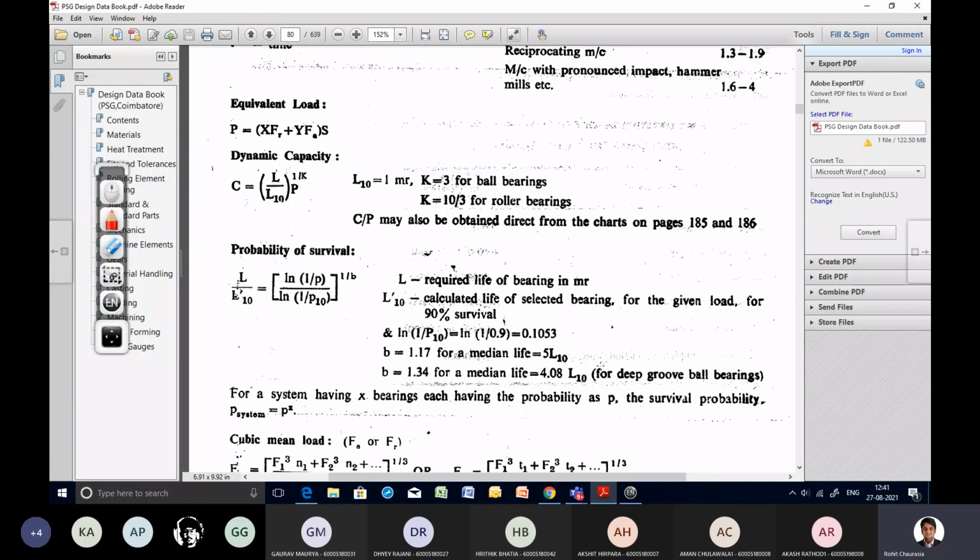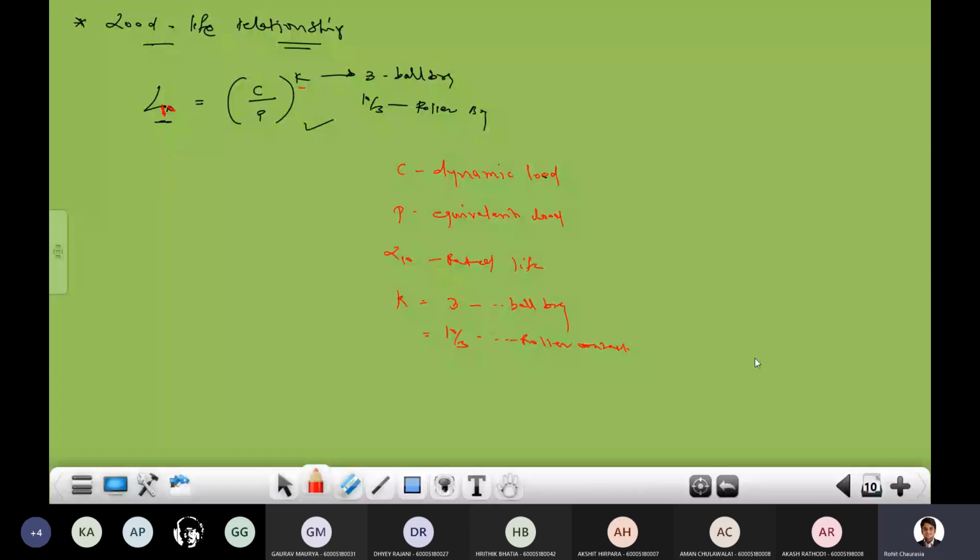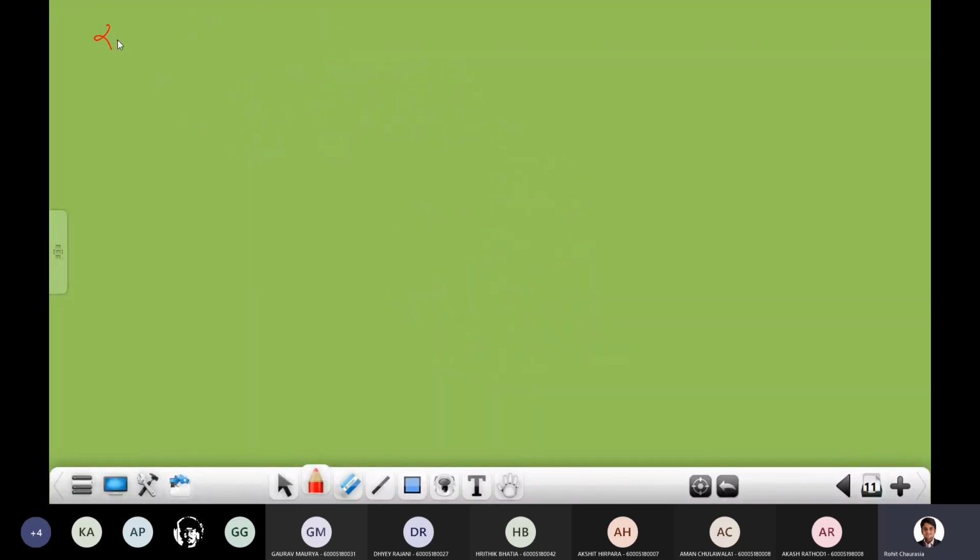Suppose that sometimes the value of life is given in million revolutions, L10 दिया है, and I want to convert this million revolutions to hours. मुझे L10 hours में calculate करना है, और L hours to million revolutions में calculate करना है. L10 in million revolutions to hours और hours to million revolutions convert करना है. So we can use the relationship formula between million revolutions and hours. This formula is not available in the PSG, so you need to write this formula. Everywhere we need this formula.